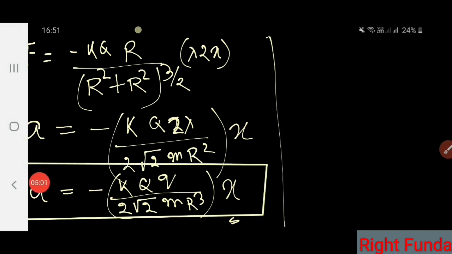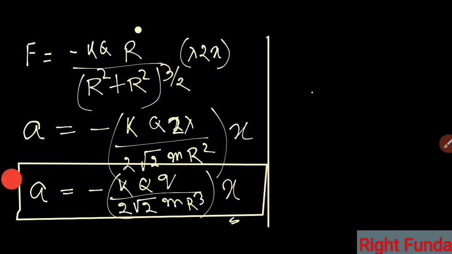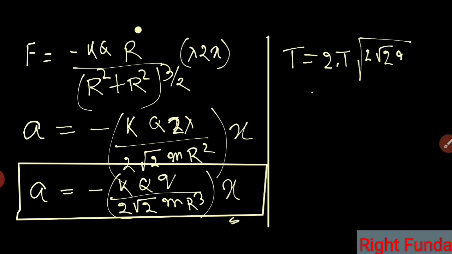So from this we can calculate the time period of oscillation, which will be equal to 2 pi under root of 2 root 2 m R cube by KQQ. This is the value there. Now we can substitute the value of K, 1 by 4 pi epsilon naught, and we end up with the answer.